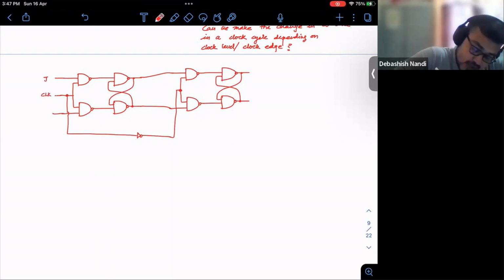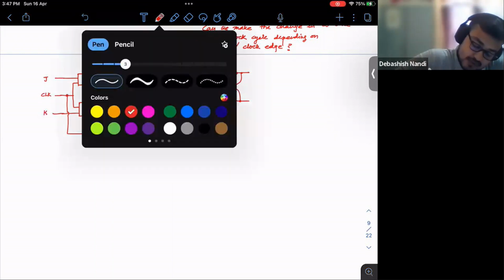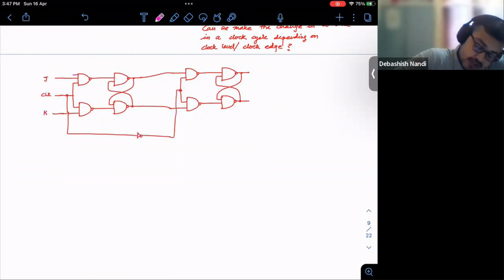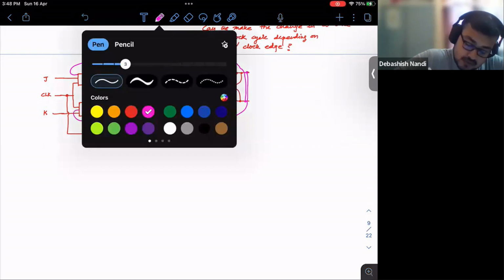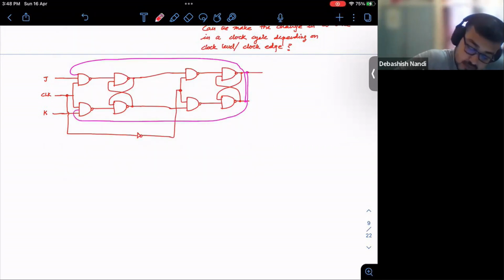This is, and this is called, by the way, your JK flip-flop. Okay. And you have these connections also. Okay. So this is your Q and this is your Q bar. This is called JK flip-flop, master slave configuration.